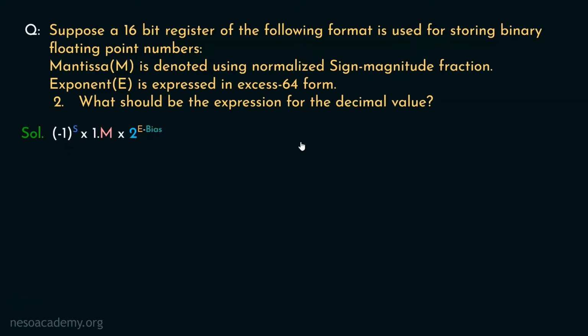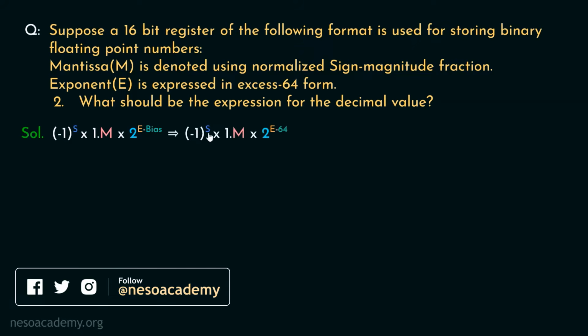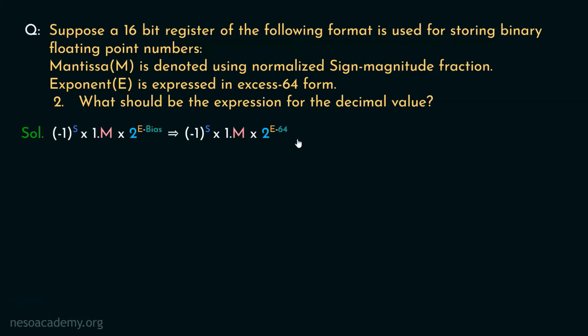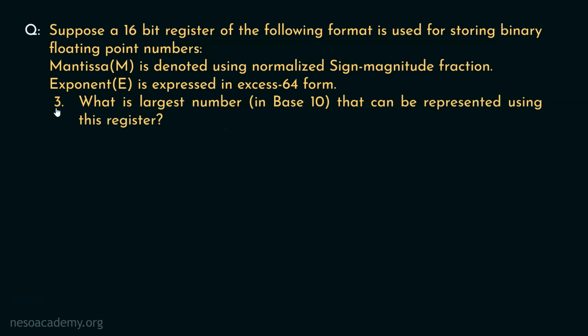And how is that so? Observe, the exponent, that is the biased exponent, is going to be expressed in x64 form. Therefore, the bias is 64. So the formula which will be specific to this particular question is going to be minus 1 raised to the power the sign bit multiplied by 1 point mantissa multiplied by 2 raised to the power the biased exponent, and we should negate the bias, that is 64, from the biased exponent. So this is the expression which will help us retain the decimal value. Let's now move on to the third question. What is the largest number in base 10, that is in decimal, that can be represented using this register?